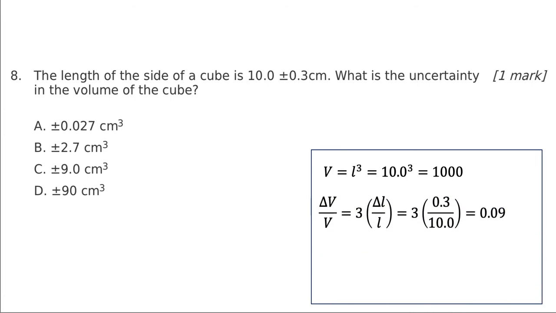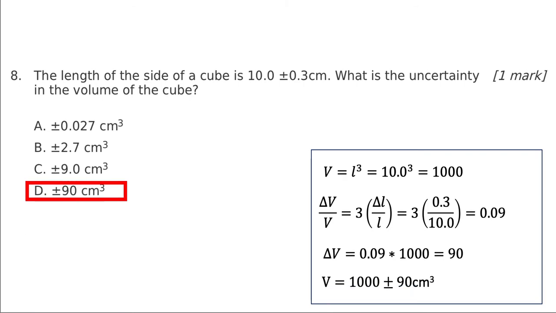We then need to think about our uncertainty. Well, again, V is L cubed, and so therefore delta V over V is going to be 3 times delta L over L. We know the percentage uncertainty in L, and so we find that we have a value of 0.09 for my percentage uncertainty in V. And therefore, what I need to do to get delta V is multiply V by its percentage uncertainty to get 90. The answer here then, therefore, being D.